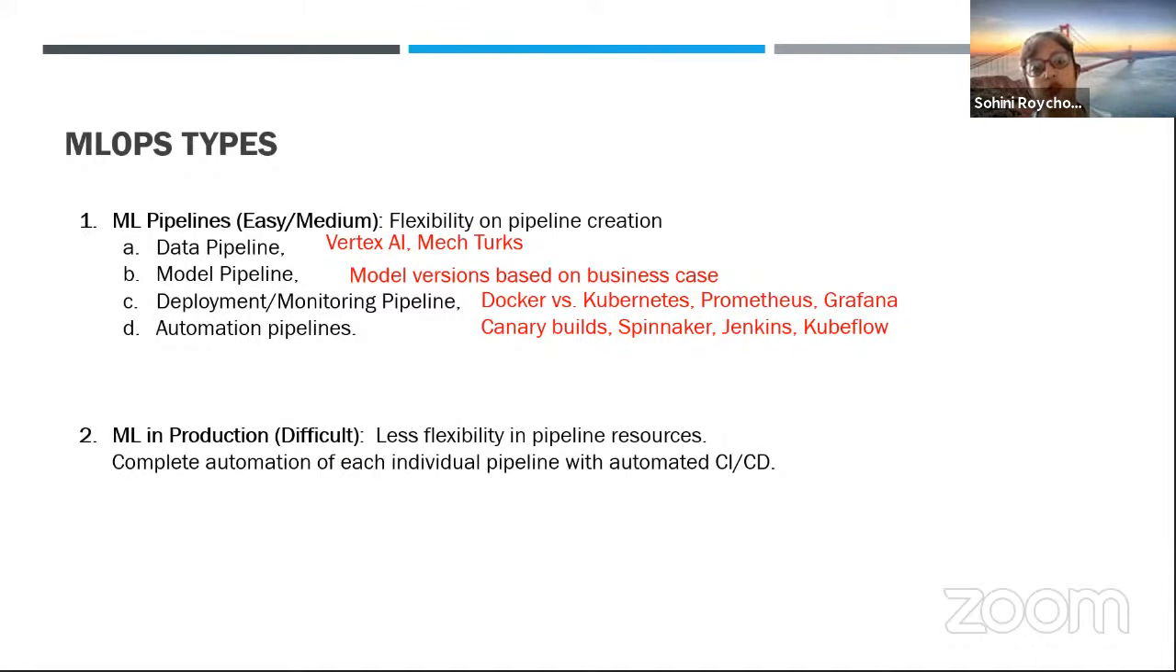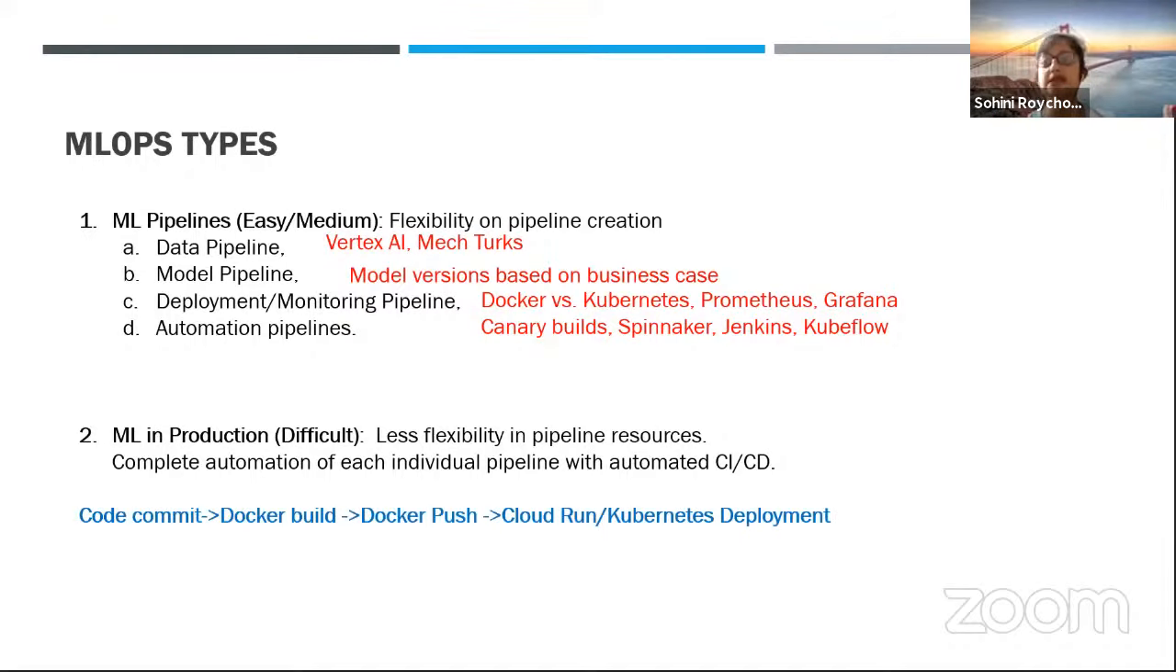So in this case, what we're talking about is complete automation of every individual pipeline with automated CI/CD. And it could be so automated that as soon as you do a code commit, a Docker build is started, then there's a Docker push, and then you do your Cloud Run or Kubernetes deployment. Now, I will say that learning the first part, the MLOps pipelines, is still possible if you do your individual learning. It's more software engineering, up to a certain extent.